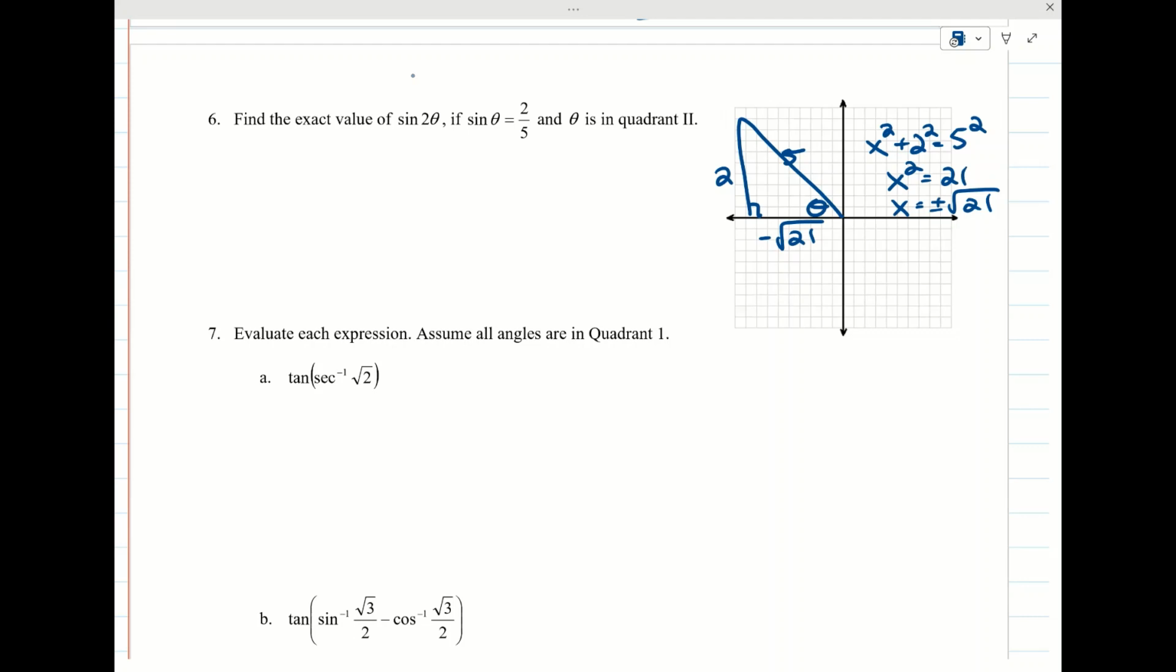So we have all the sides. We just have to reach for our formula sheet. And the formula sheet for sine of 2 theta says that it's 2 times sine theta cosine theta, which, looking at our triangle, sine of theta is 2/5. Cosine of theta is negative root 21 over 5. So we wind up with negative 4 root 21 over 25.